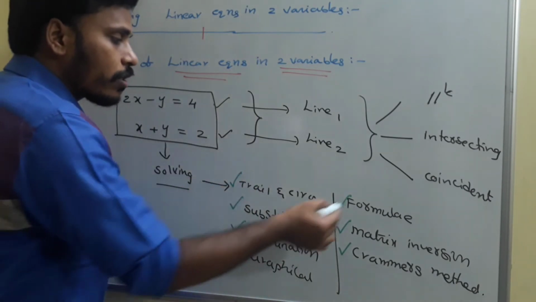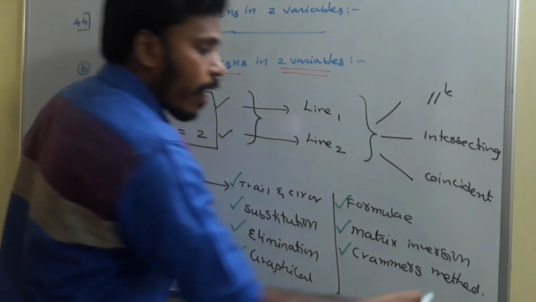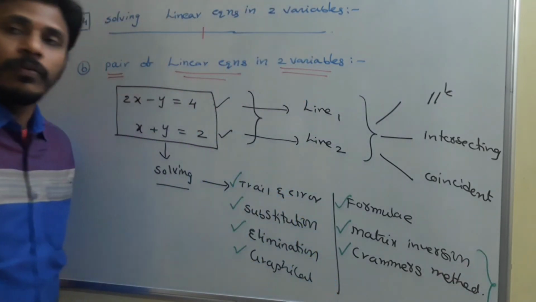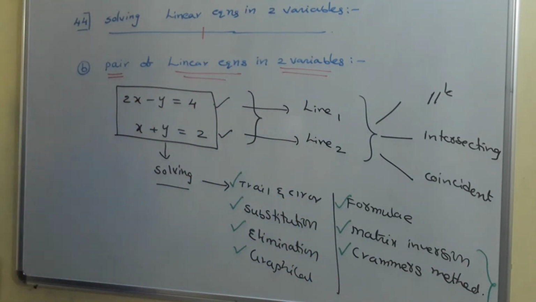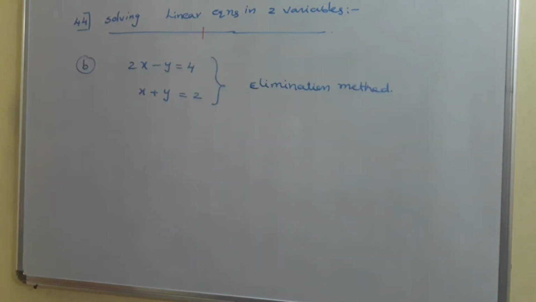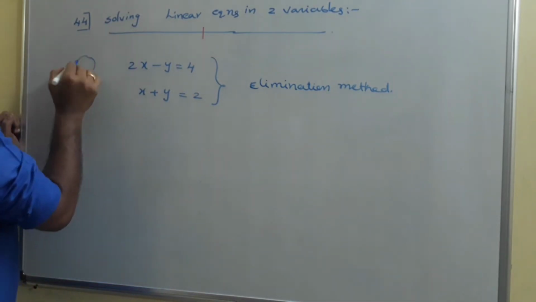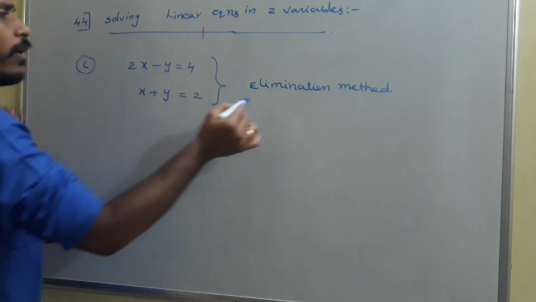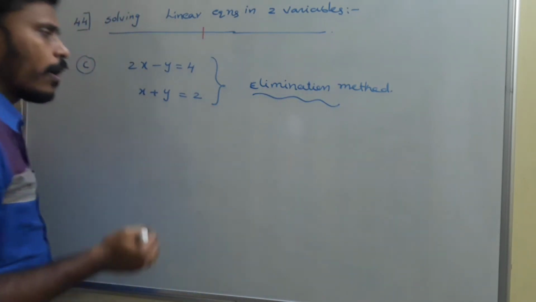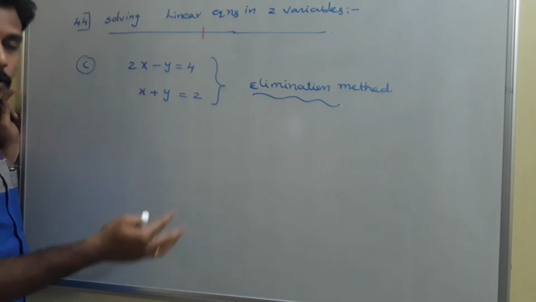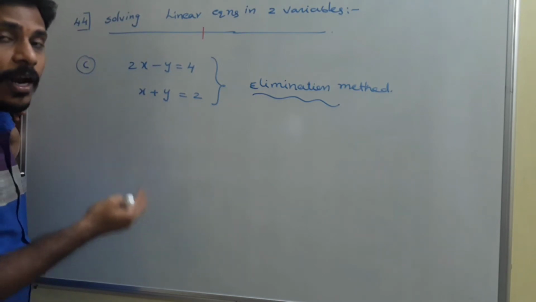All these methods you just learned in your previous classes, and now I am going to concentrate on this matrix inversion method and Cramer's method. Okay, just have a look. So this is 44C. So first find the equations, solve these two equations to find x and y just by elimination method first. And after that we can discuss the matrix inversion method and Cramer's method and everything.